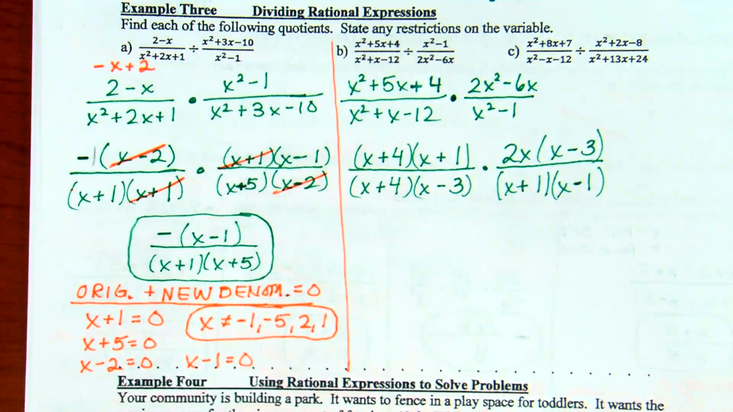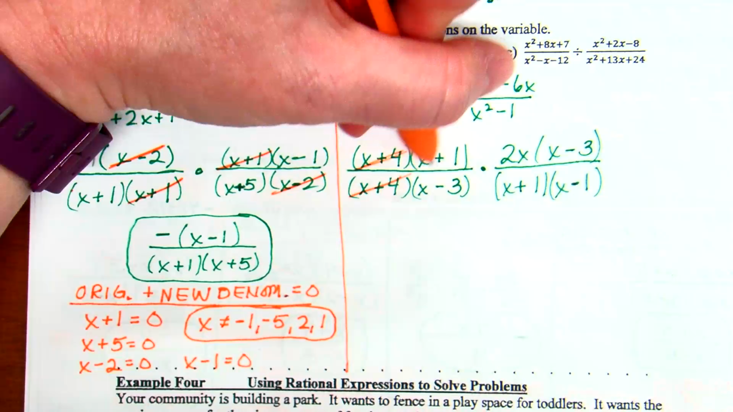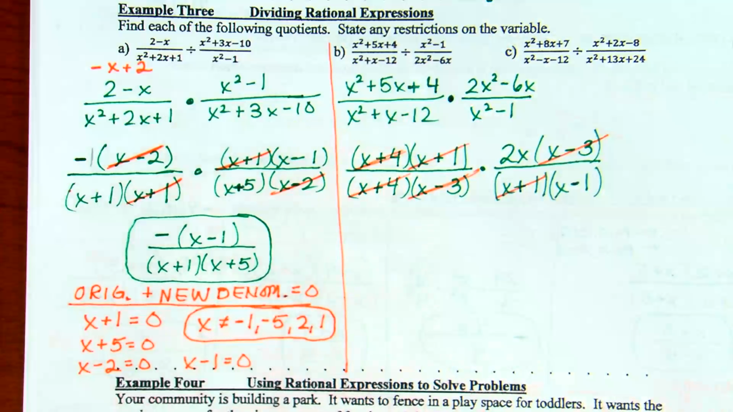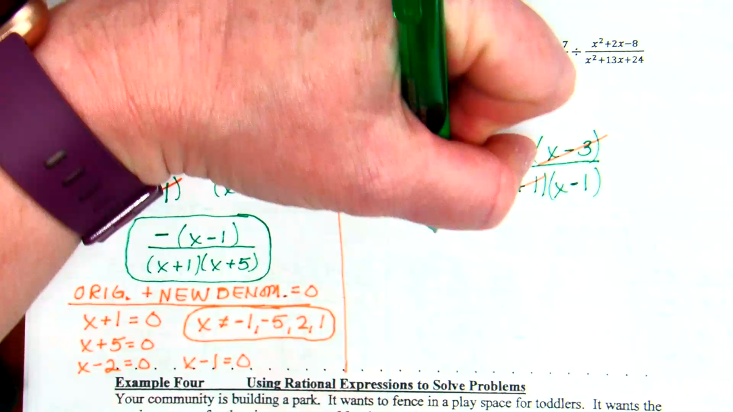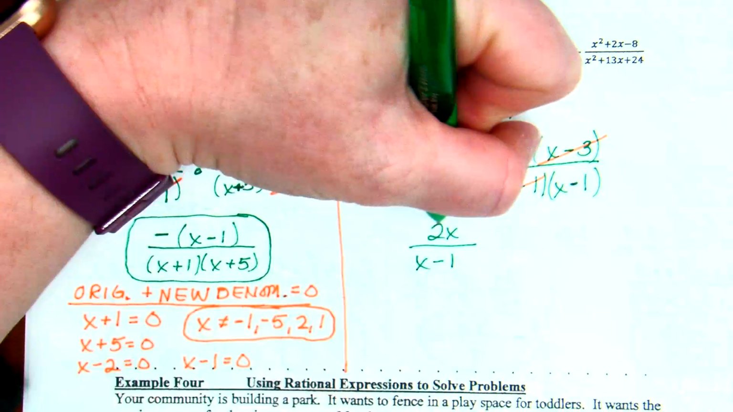Okay. It's always good news if I see some canceling. What do we see? X plus 4. X minus 3. X plus 1. Canceled out the whole fraction. Yep. We are left with 2x over x minus 1.